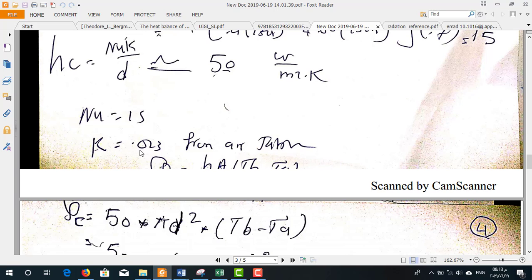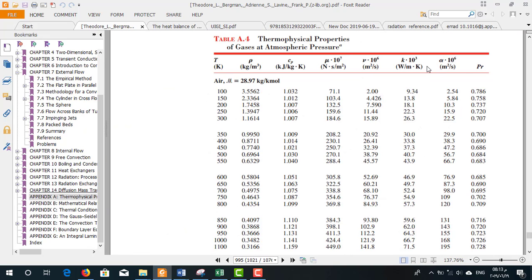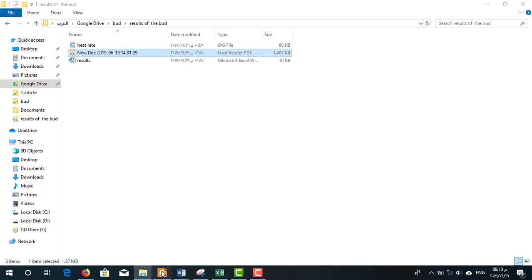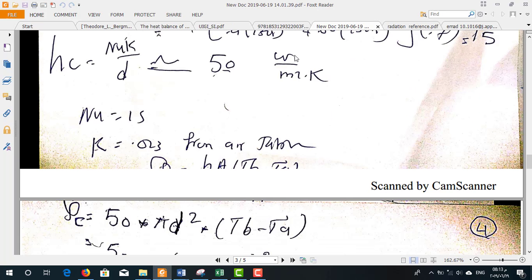For K, it is equal to 0.023 from the air tables. Here, from the air tables, we can get the value of K, and K is the conductivity parameter for the air. As you see, the heat transfer relationship depends a lot on the properties of air, because air surrounds the sphere, and the air transfers the heat from the sphere to the surroundings. So mainly all properties depend on this.